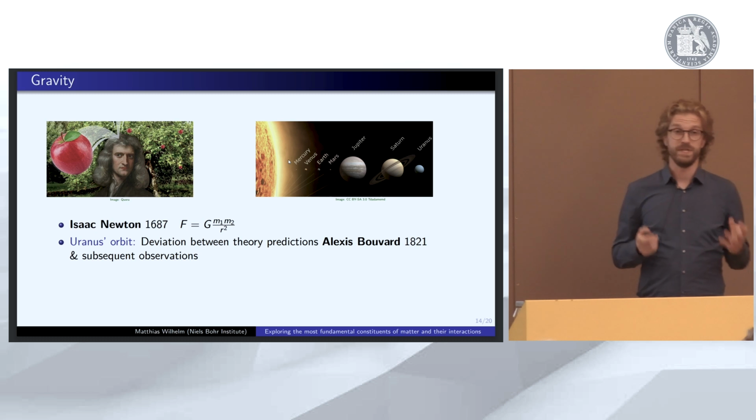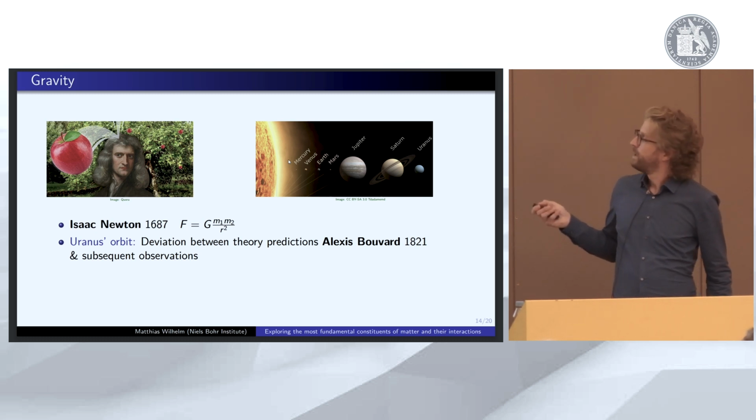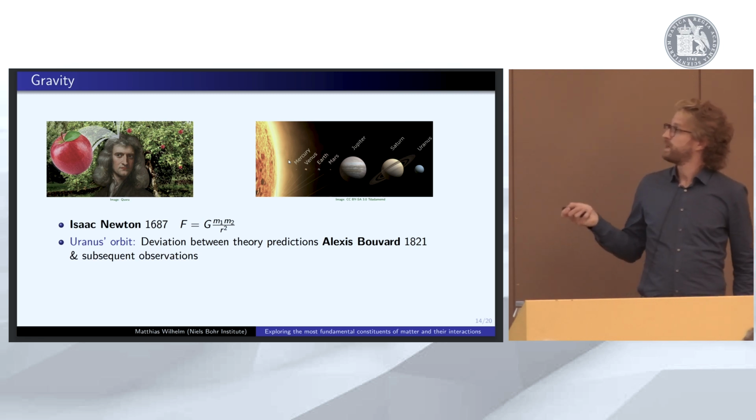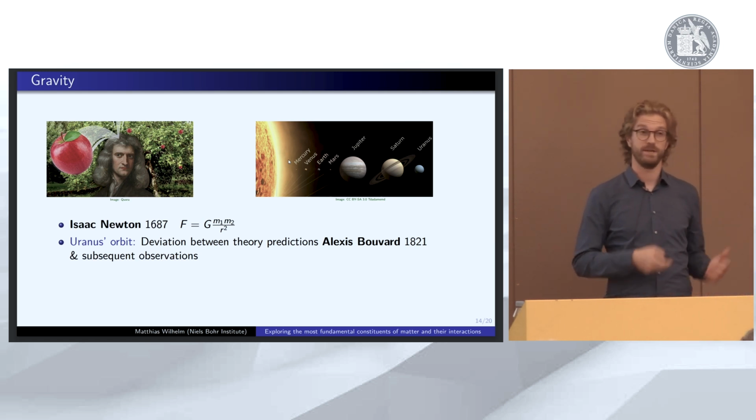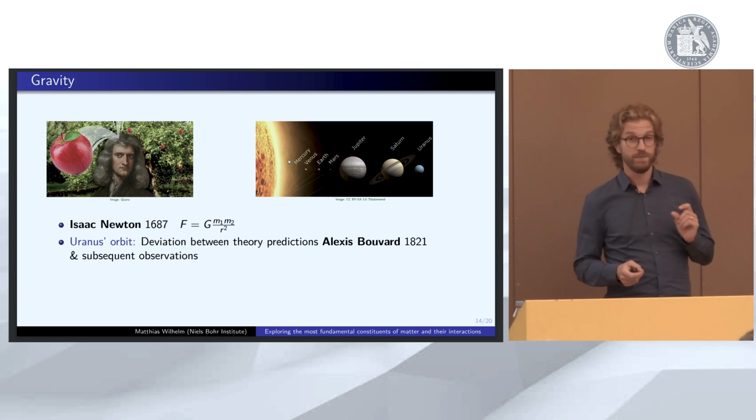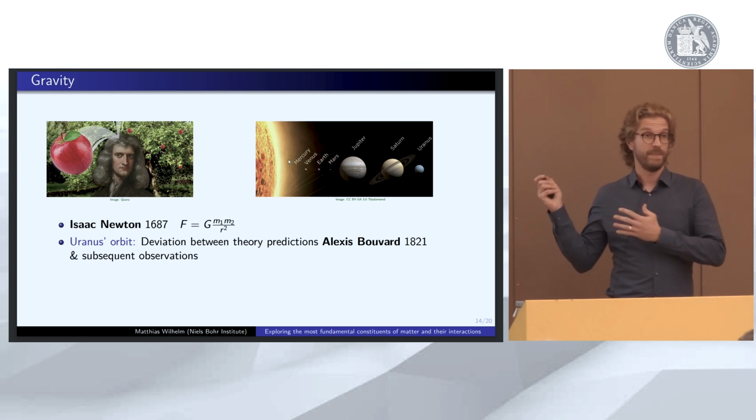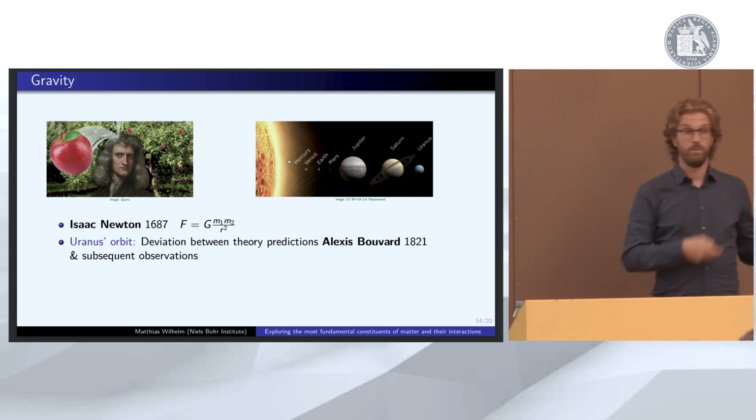More than 100 years later, Alexis Bouvard used the equations proposed by Newton to predict where the newly discovered planet Uranus was going to go next, based on where it had been before. However, subsequent observations showed some deviation between where this planet was supposed to be, according to our best knowledge of gravity and the other planets, and where it actually was.